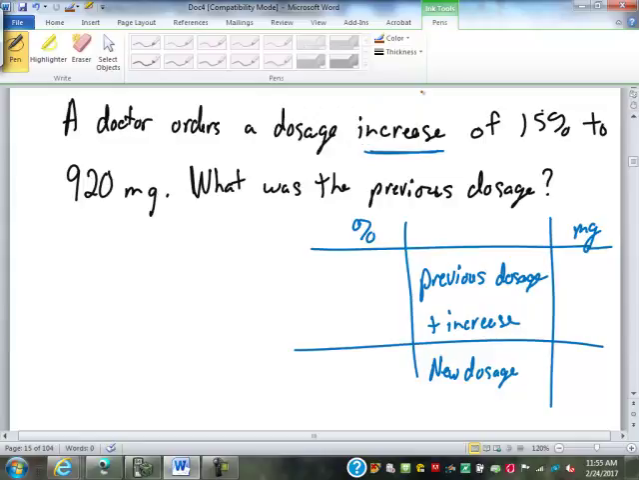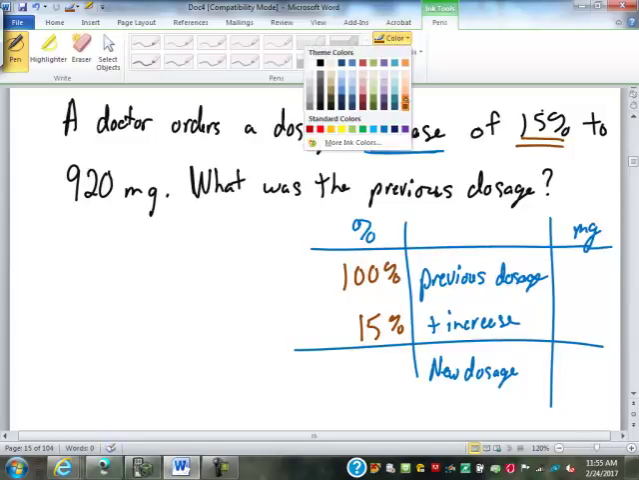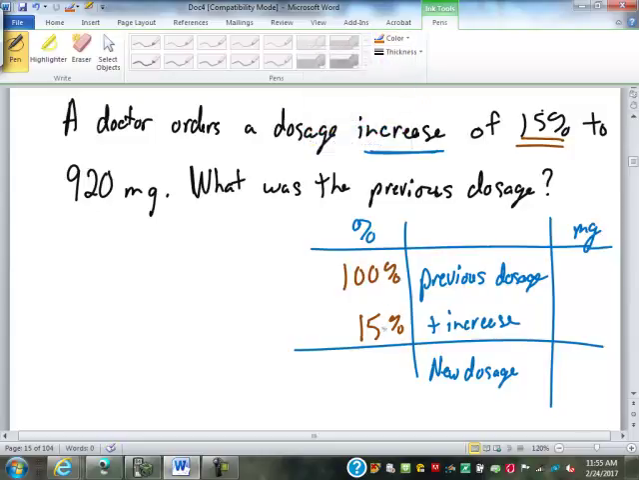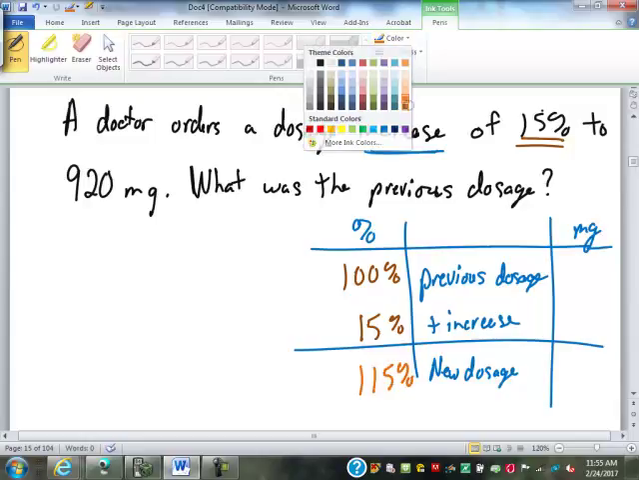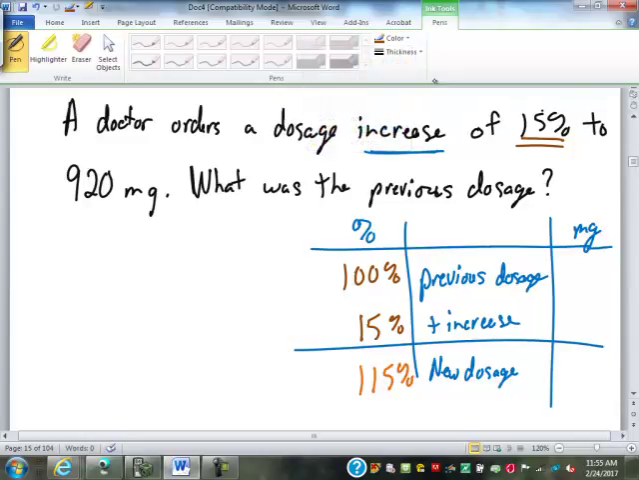So what do we know for percents? Well, we have the 15%. That's the percent of the increase. But we know that the beginning amount, or the previous dose, would have been 100%. So if we're adding 100 plus 15, that means the new dosage is 115% of that previous dosage. For the numbers, we know that 920 milligrams is that new dosage.